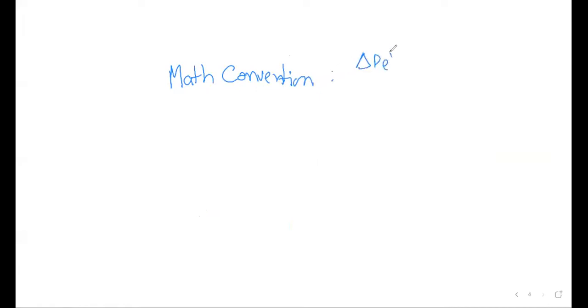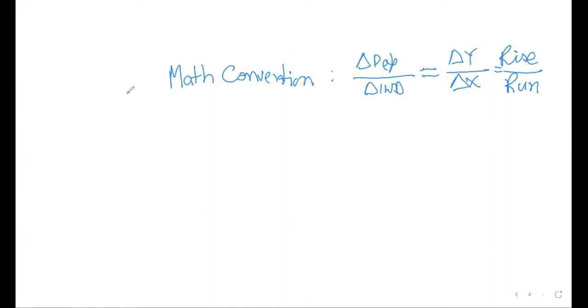Change in dependent divided by change in independent. This is equal to del y by del x, which we are calling rise by run. We define the vertical variable as y and the horizontal as x. And what is the functional relationship? Y is a function of x.